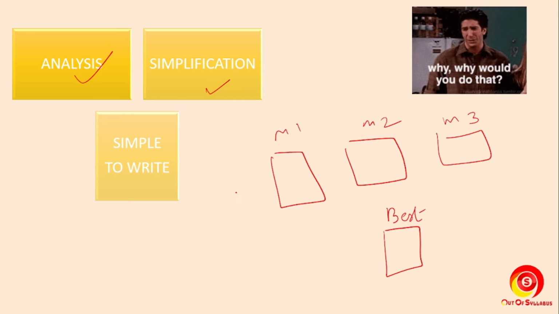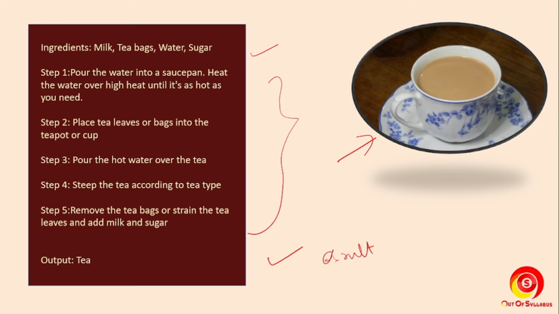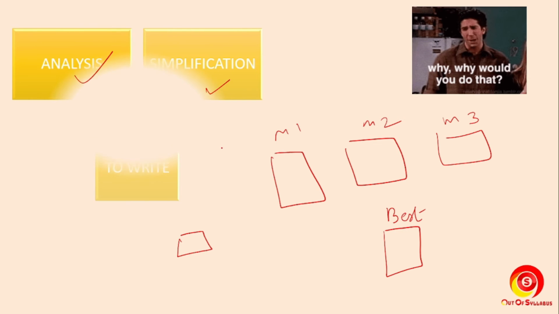And then, simplification. A problem which is so complex, a code which is so complex, can be brought down to a simple level by using algorithms. They are simple to write. Here we've used just plain English language, nothing else. Even if it is something related to technology or programming, you can use simple English language and write algorithms. So these are some of the reasons why we need algorithms.